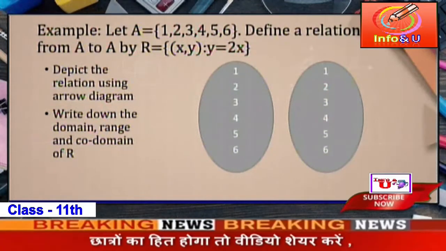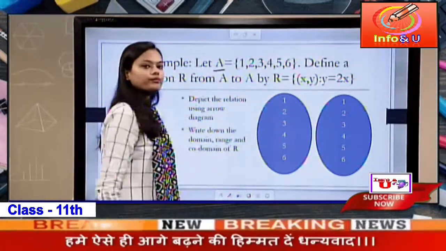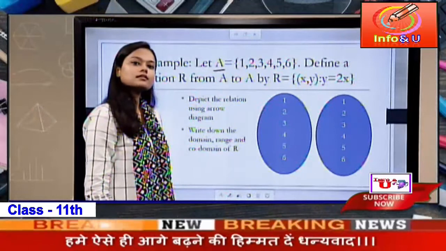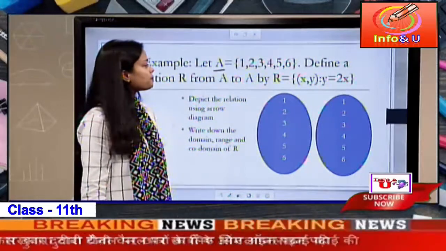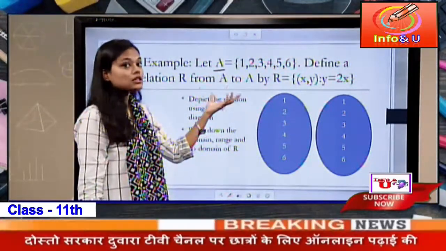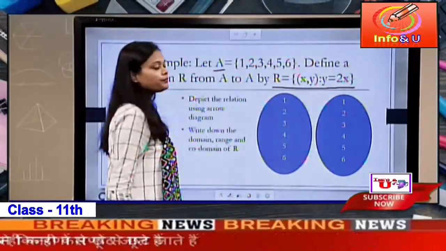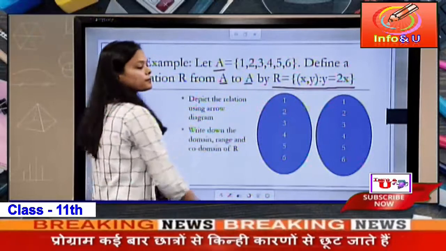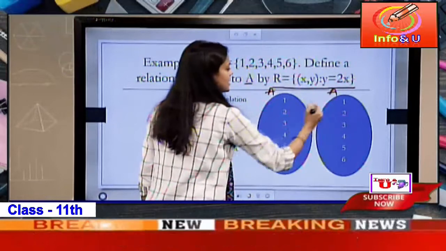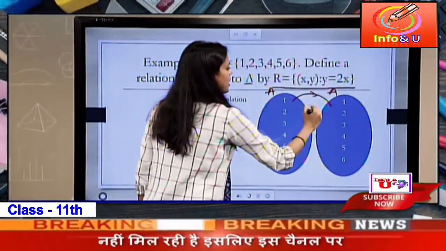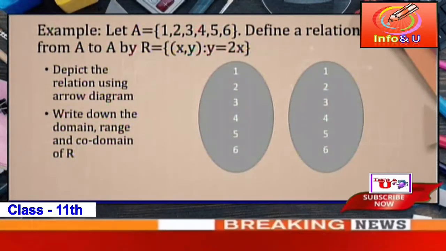and see this example. In this example, a set A is given to you, in which how many elements are there? 6 elements. 1, 2, 3, 4, 5 and 6. We have to depict the relation which is given in set builder form from A to A. Okay? So, this is my set A, this is also a set A, and we have to depict a relation R where the relationship is given by this.